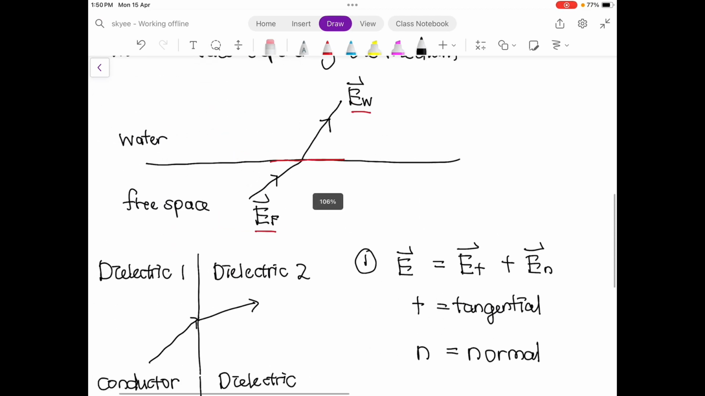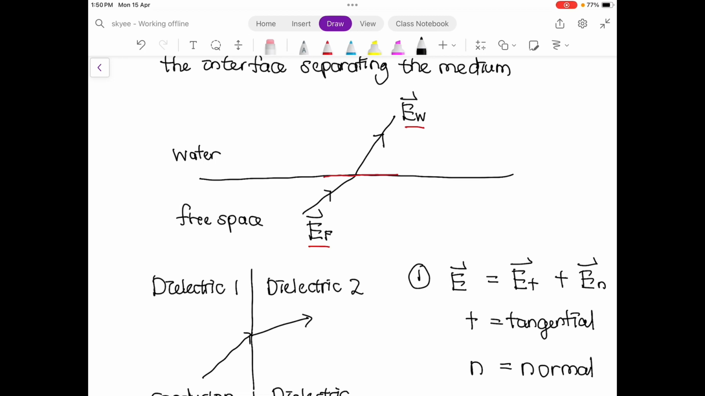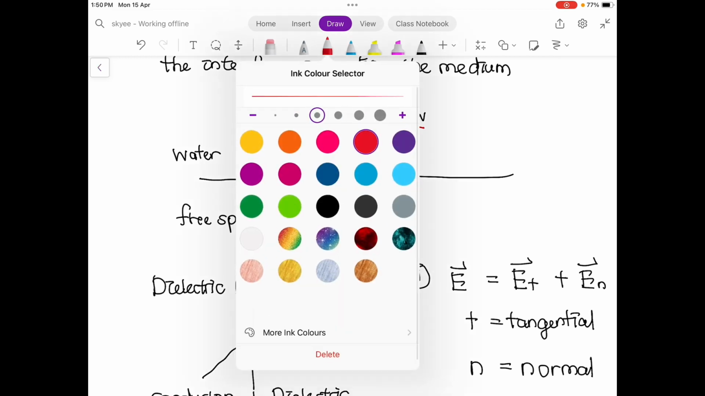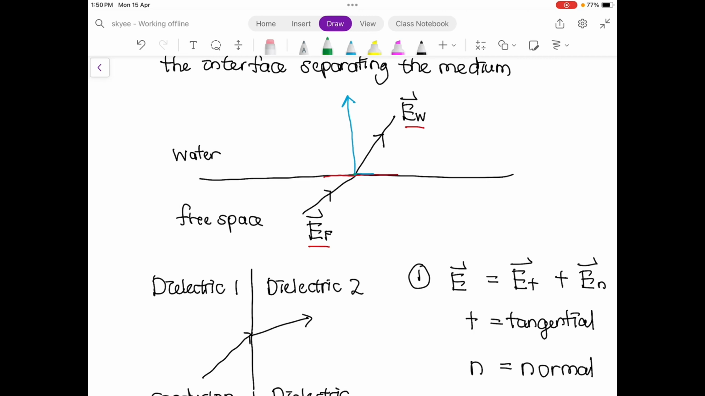So let's see here. You have an electric field in the free space and in the water. You can always split them into the normal component, the blue one, and then this one, I will use the other color, the green color, to represent the normal component. So this E in the water can be split into E tangential component in the water, and can also be split into the E normal component. As well as for the electric field in free space, we can also split it into the tangential component, which is this one.